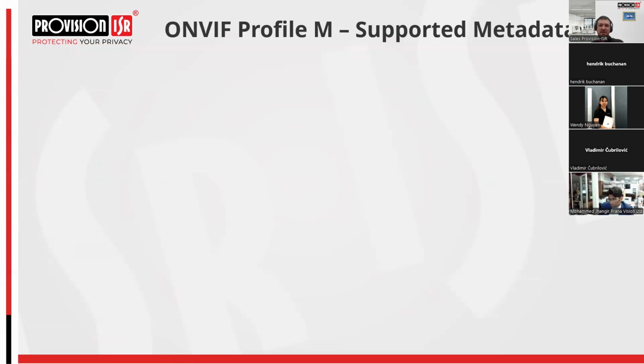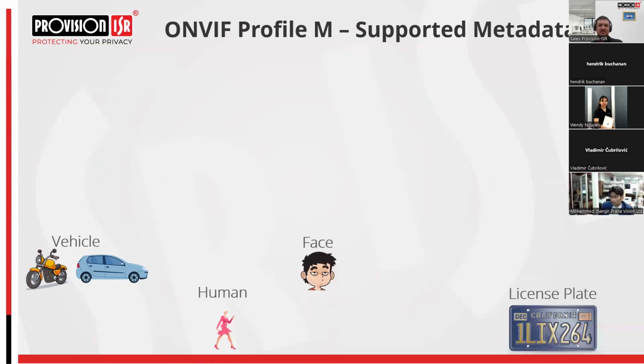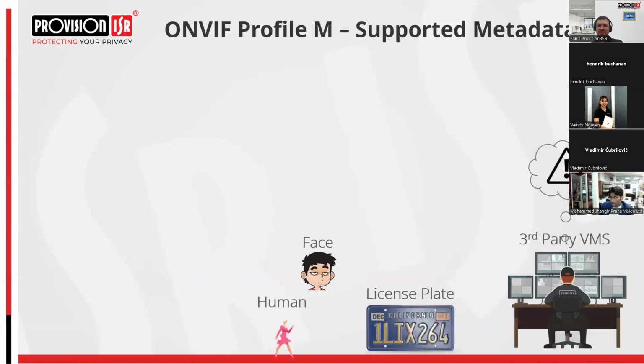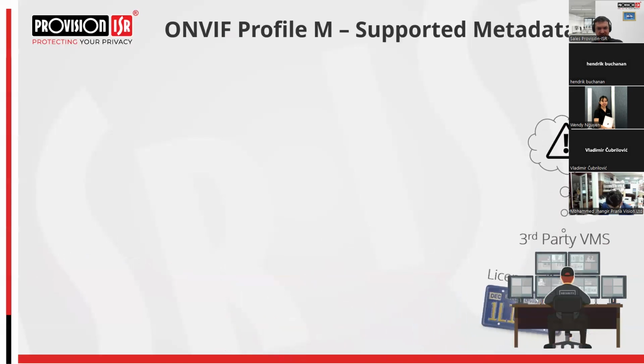So, what metadata is supported by Profile M? Metadata in this context provides a description of elements in a video scene. And these elements can be a number of things. For instance, it can be a vehicle, it can be a human, it can be a face detection, it can be a vehicle license plate. By standardizing the communication of metadata, different vendor components in IP-based systems can use this information, and our camera can send metadata about detected objects to third-party video management systems to trigger responses such as alerts and recordings.